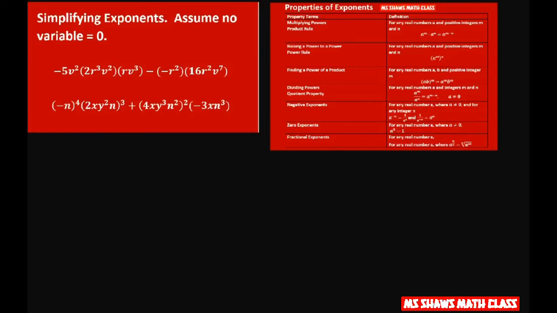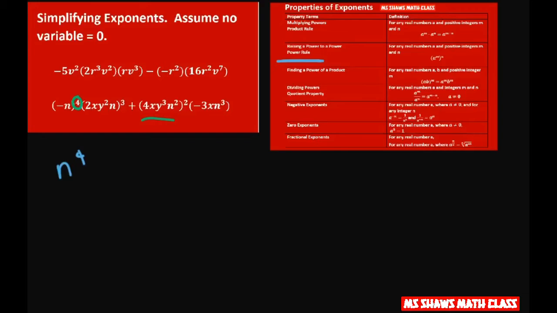So for the first part, we actually have three of these. So negative n to the 4th. That's just like saying negative n times negative n times negative n times negative n. So you have an even number of negatives and you're multiplying them. That means it's going to be positive. So that's just going to be n to the 4th. Now we're going to use our power rule.